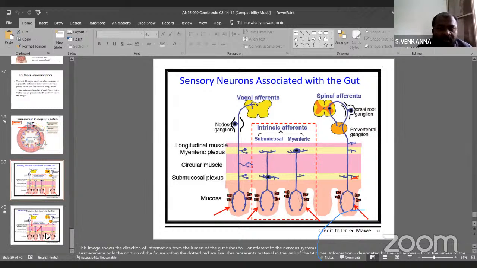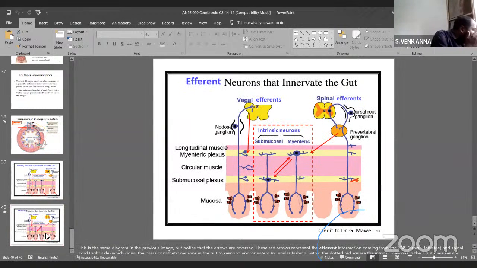The next one, efferent nerves in the intestine of the gut. So this is the vagal efferent and spinal efferent. So this is the complete digestive system diagram, and digestive system control by the hormones and nervous systems, lumen and gut. So our syllabus is the digestive system and digestive system functions.